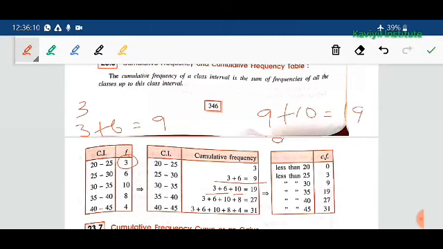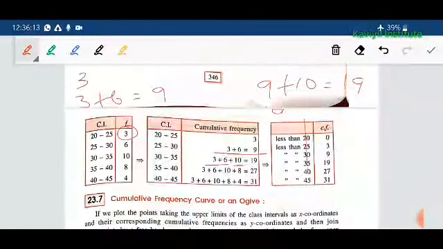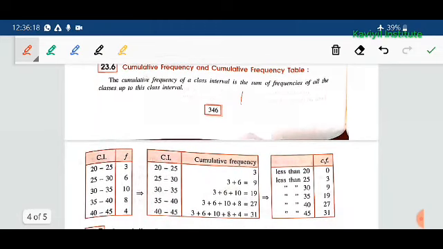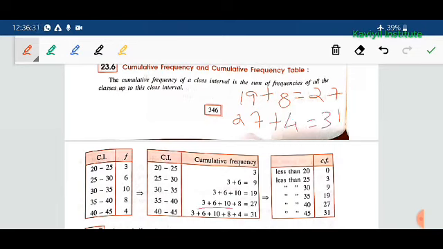Now the next one will be 19 plus 8. How much will it be? 27. Again 27 plus 4, which is equal to 31. That is given here. So when you find the cumulative frequency, you have to keep adding along. The first one will be 0, less than 20 will always be 0, because we know that 20 to 25 it is 3. So it means that below 20 there is no value. That is why we have given 0.